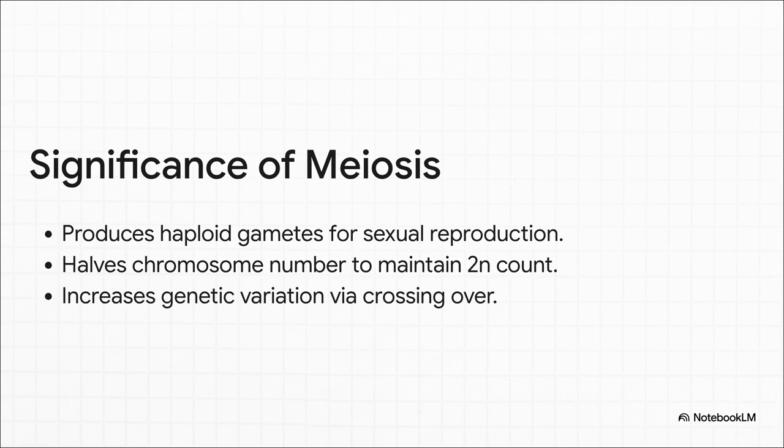By slashing the chromosome number right down the middle, from our normal diploid count to a haploid half count, meiosis ensures that when two gametes eventually fuse, the resulting zygote has the exact right, stable number of chromosomes. Because think about it, if our cells didn't do this, our chromosome count would just double every single generation. But it's not just a biological math trick. It uses things like independent assortment in metaphase 1 and a wild process called crossing over to make sure absolutely every gamete is entirely unique.